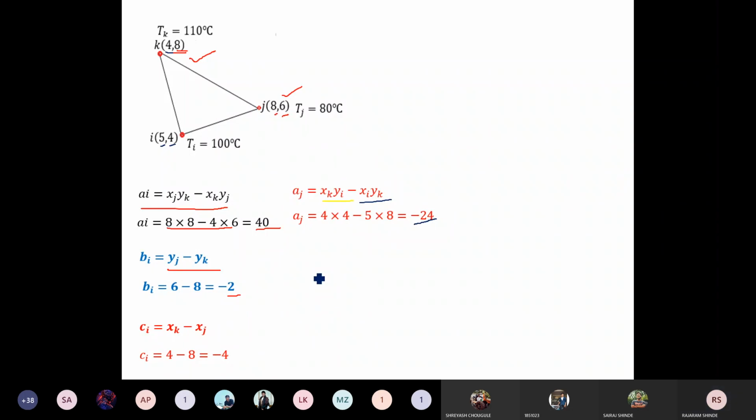Now bj is yk minus yi. yk is 8, yi is 4, that is 8 minus 4, it is 4. Okay. Next one. Now after that, cj is xi minus xk, xi is 5, xk is 4. So it becomes 1. Okay. Now next one.